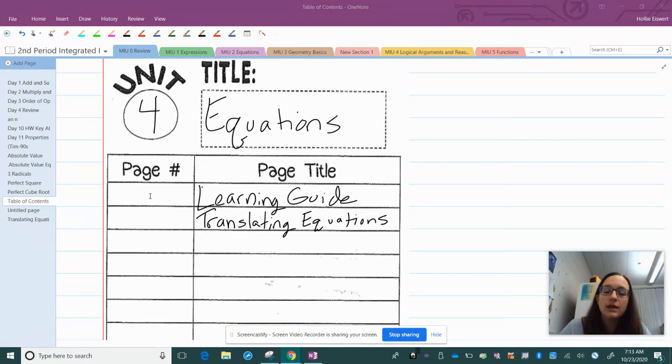So this is the table of contents. This page will be on your next blank page. And then you'll leave a space for the learning guide. We'll get that to you next class. And then today's notes are on translating equations. Pause to copy that down and update your table or your pages.